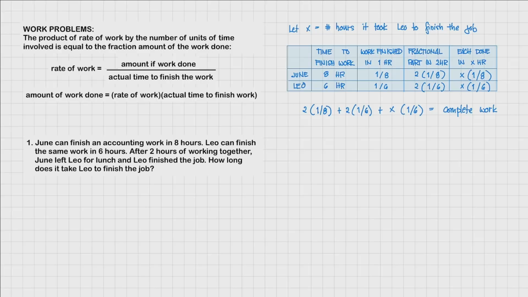Alright, so upon solving, our x would now be equal to 2.5 hours. So that would be the number of hours that it would take Leo to finish the work alone. Alright, so that would be our final answer for this example.